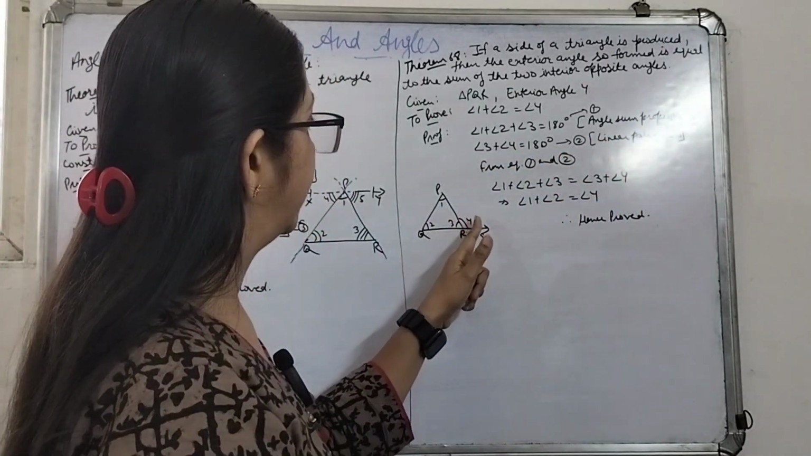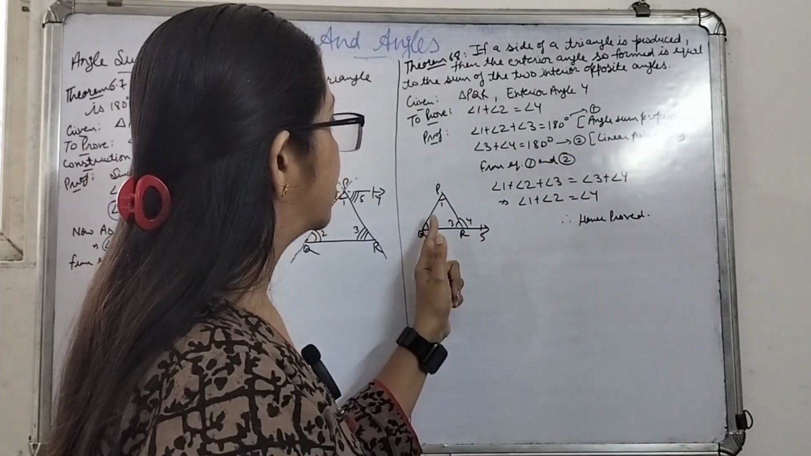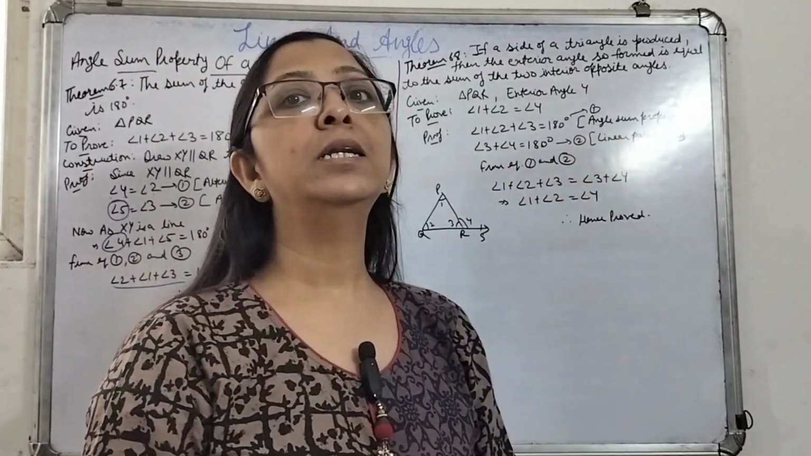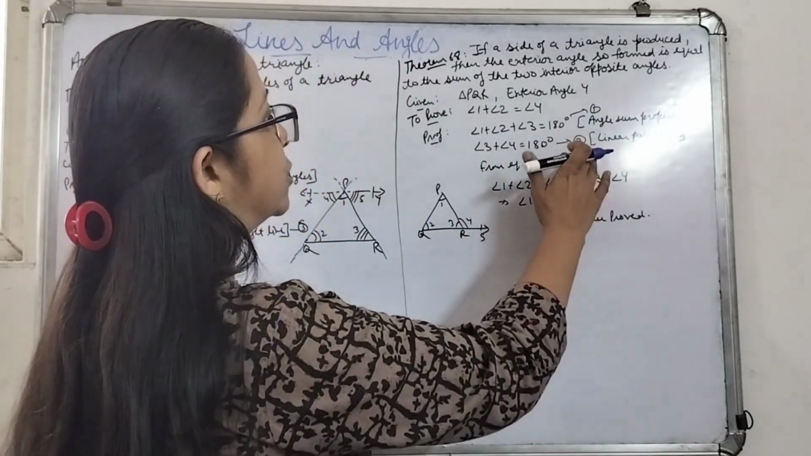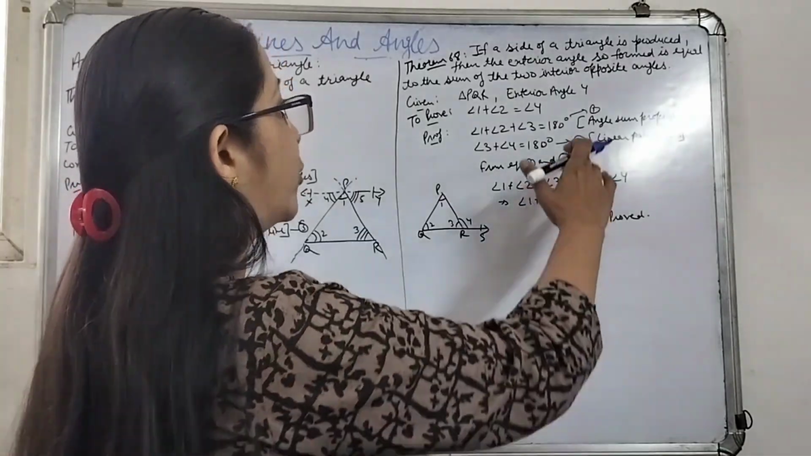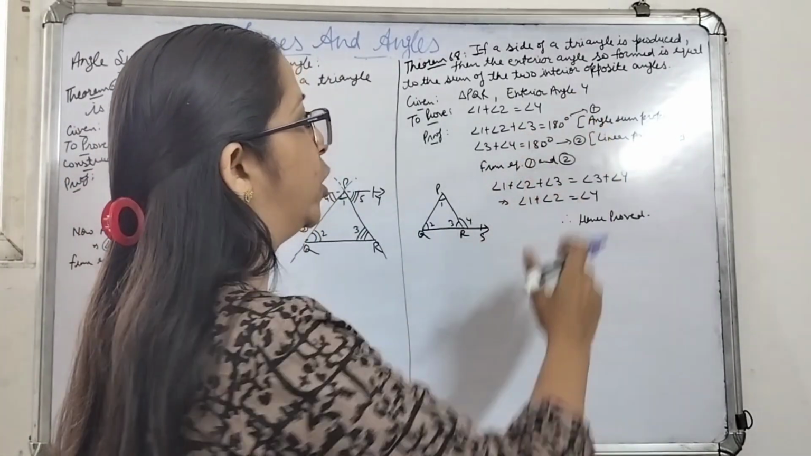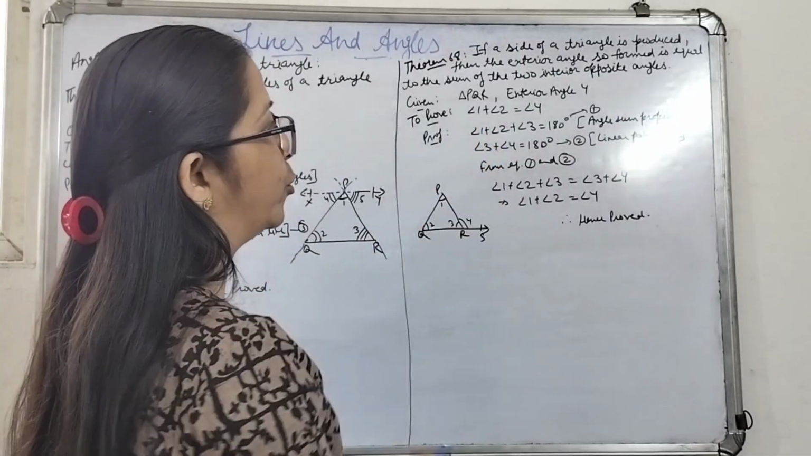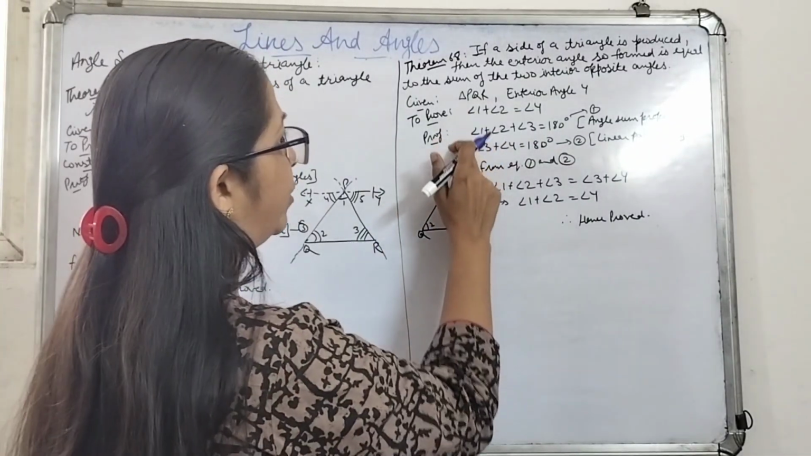Angle 3 plus angle 4, because it is a straight line, will be 180 degrees. They are a linear pair of angles. This is your equation number 2. In equation 1 and equation 2, the RHS is 180, which is the same. So we can equate both equations.